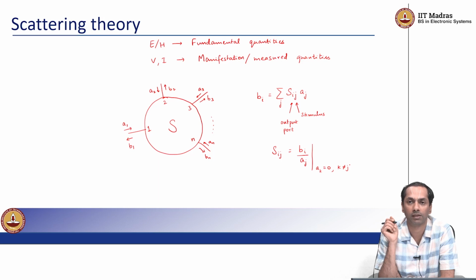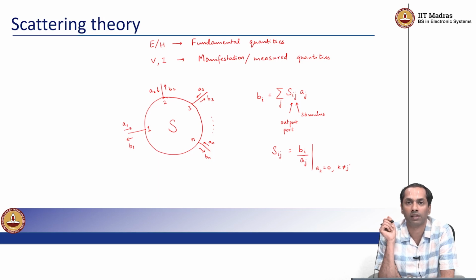So Bi divided by Aj is essentially Sij, right? I still haven't told you what A and B are. I'll cover that very shortly. But this is the formalism that we are creating. We are saying that there is a scattering junction that essentially redistributes energy coming from any port to all ports.